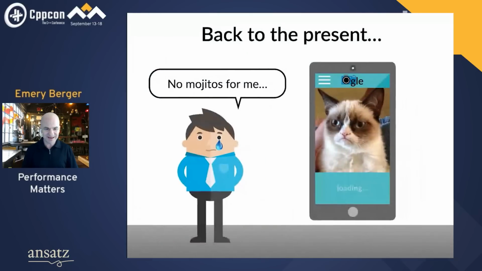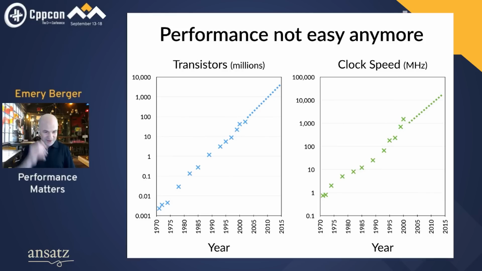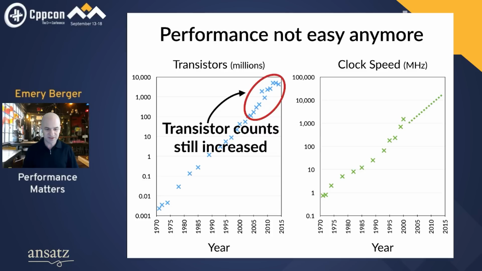However, in the present day, that is not the case. One sad tear. The problem is that performance is no longer so easy. No more mojitos. So here on these two graphs, I've illustrated what would have happened if the trends had continued as expected. All right, so it's pretty straightforward, straight line interpolation. Unfortunately, while transistors followed this trend, they continue to follow this trend. In fact, transistor counts continue to increase. This is, in fact, what is known as Moore's law. Moore's law is not yet dead. The rumors of its death have been exaggerated for quite some time. Eventually, it's going to run out of steam, but it has not yet run out of steam.